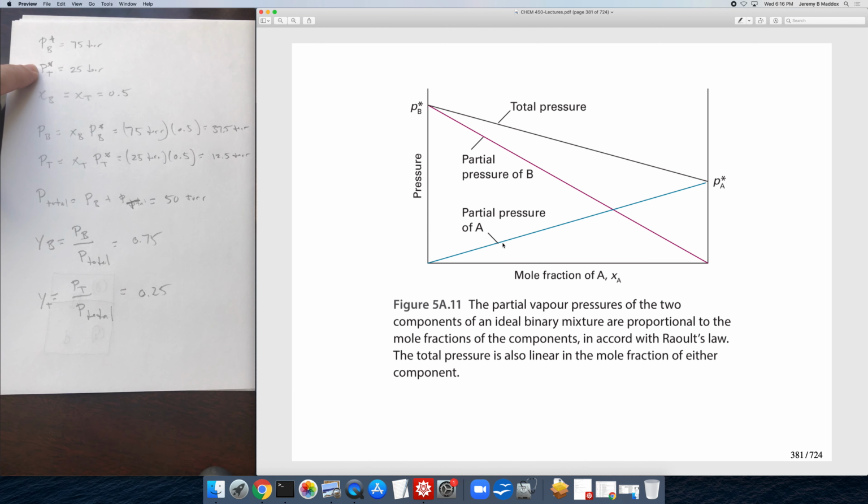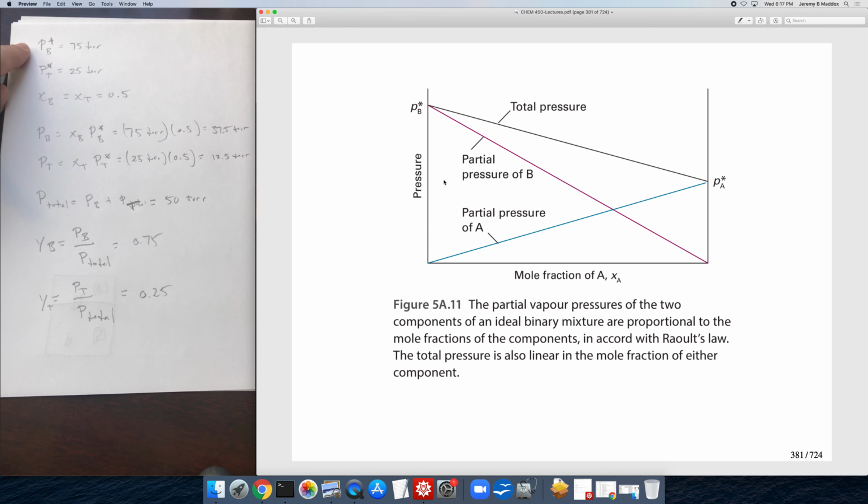When the mole fraction of toluene is 0, we have pure benzene, and so the partial pressure of toluene would have to be 0. Over here, when the mole fraction is 1, we have pure toluene, and so the vapor pressure for toluene would be that of pure toluene, like 25 torrs. The red curve represents the partial pressure of benzene. When the mole fraction of toluene is 0, we have pure benzene. This would be the vapor pressure of pure benzene, and that's 75 torrs.